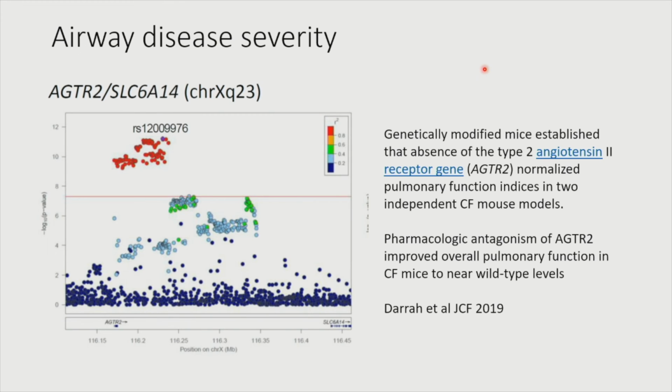So we actually have alternative approaches to modify lung disease in CF beyond going after it using CFTR modulators. So the question is, do we have the resources and the interest to start actually taking these studies and thinking of applying them in humans?